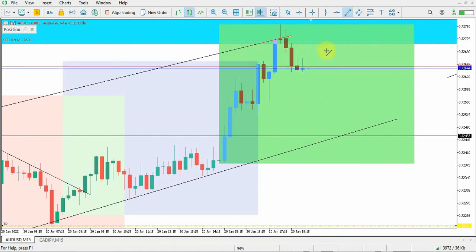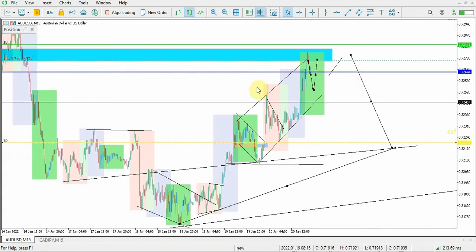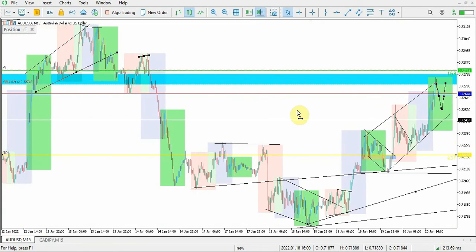And as I said to you guys, I'm not necessarily expecting price to just shoot. I will be expecting price to perhaps come back a bit, form some kind of a double top, and then start moving to the downside. Okay, so let me try highlighting a couple of changes in my analysis.